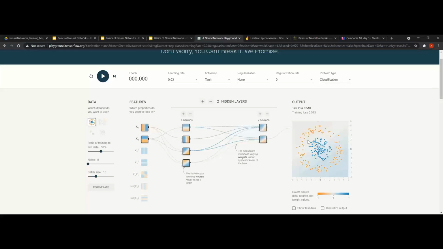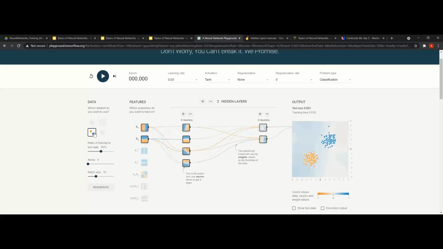Usually the colors here, orange and blue, you can see that they are used throughout this tool. They mean different things, but usually orange shows negative values and blue shows positive values. But these are our data points here, and we can change this to different data points.